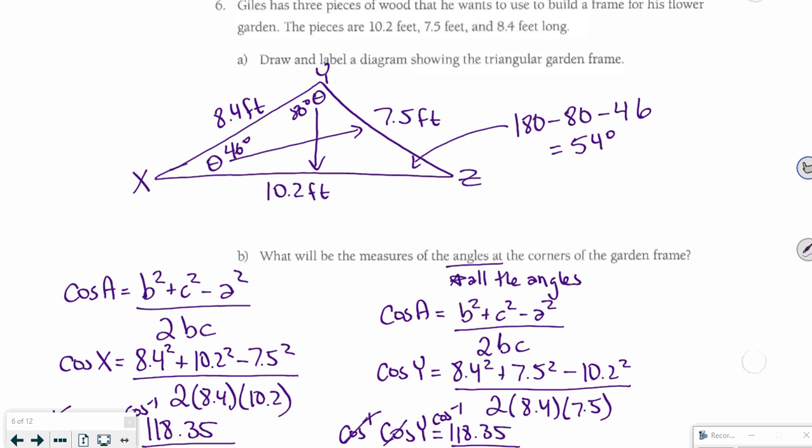If I wanted to, or if I didn't remember how to do this 180 minus, I could do my cosine law a third time and use the 8.4 as the A side in my formula and solve again for angle Z. But it's a little bit faster, a little bit easier to just do the 180 minus the 80 minus the 46, because a triangle always adds up to 180 degrees.